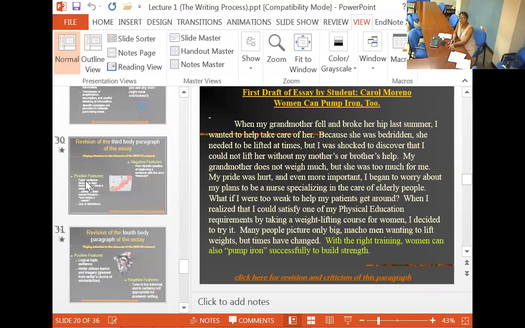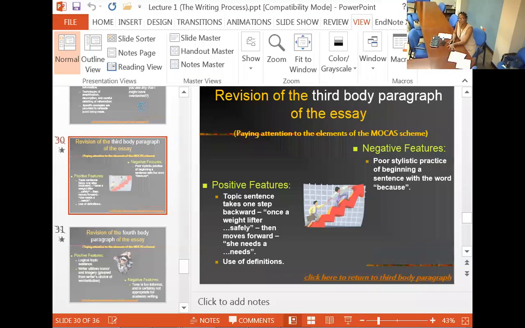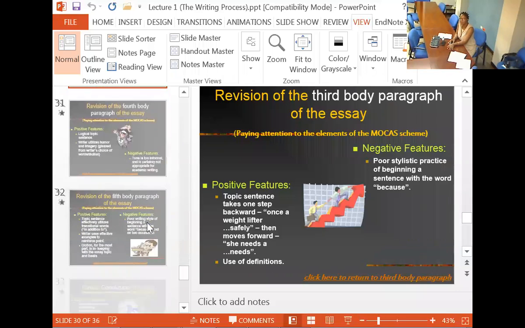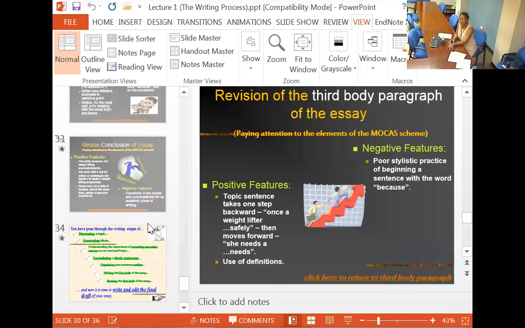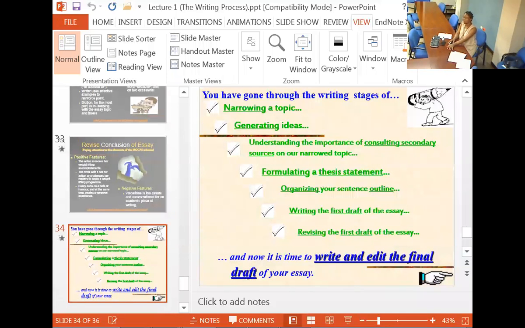For example, this slide has some questions about the positive features and the negative features of the third paragraph. So I will probably have you look at this separately, because it's quite a bit. We can discuss this in the next class. You see how stuff is piling up on you to do in the next class?